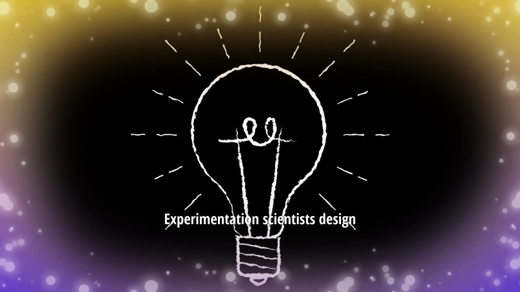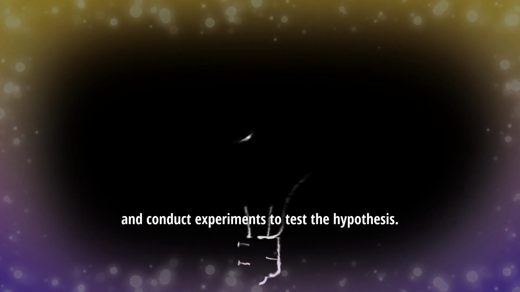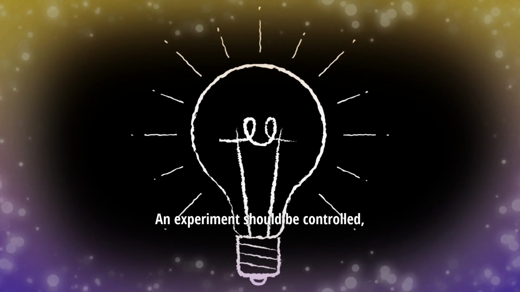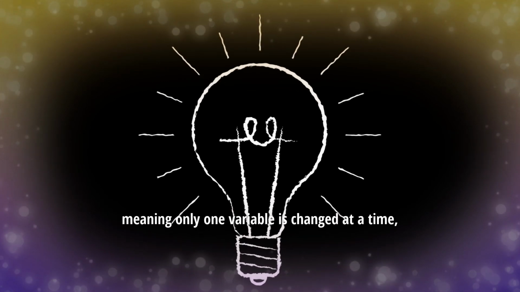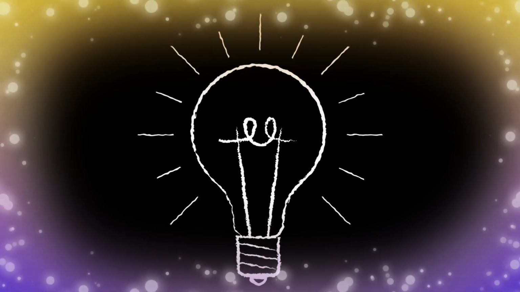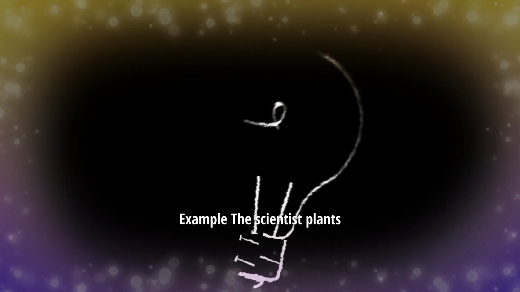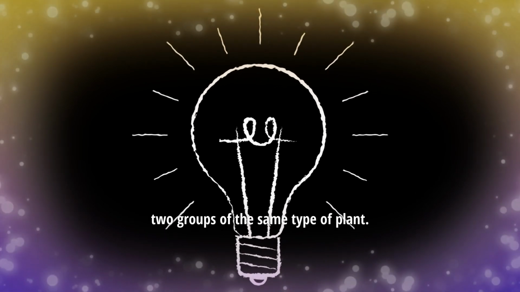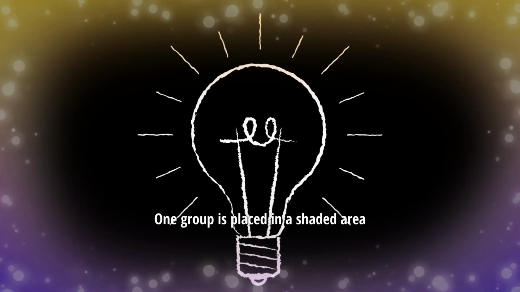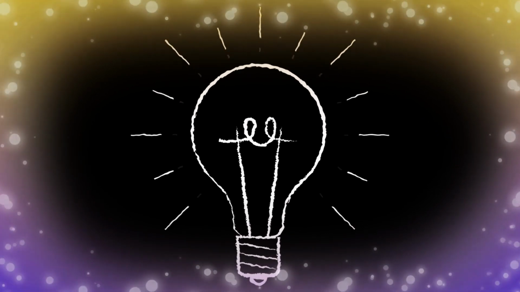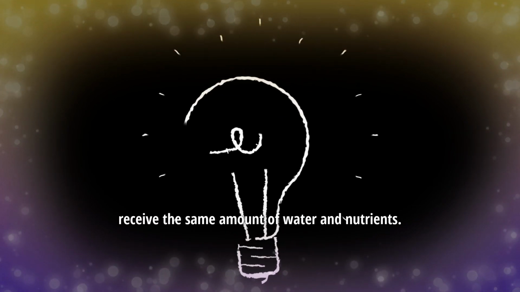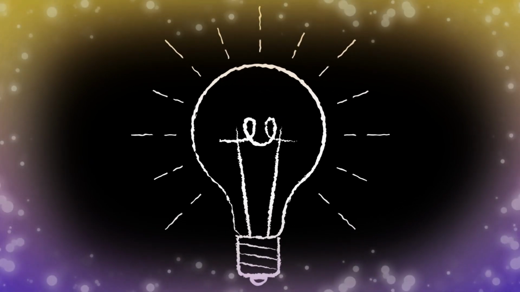Experimentation. Scientists design and conduct experiments to test the hypothesis. An experiment should be controlled, meaning only one variable is changed at a time while others are kept constant. Example: the scientist plants two groups of the same type of plant. One group is placed in a shaded area, and the other in direct sunlight. She ensures both groups receive the same amount of water and nutrients.